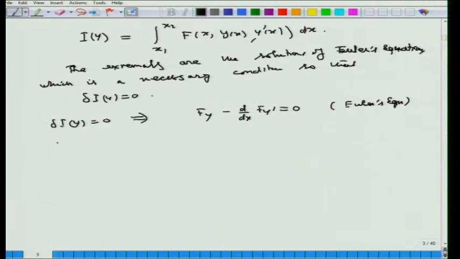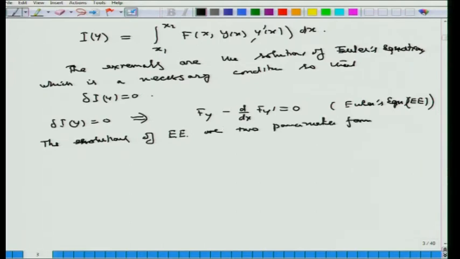And so, the solution of this Euler's equation, let us call it EE in short, is a two parameter family of curves given by y equal to y of x, c1, c2.